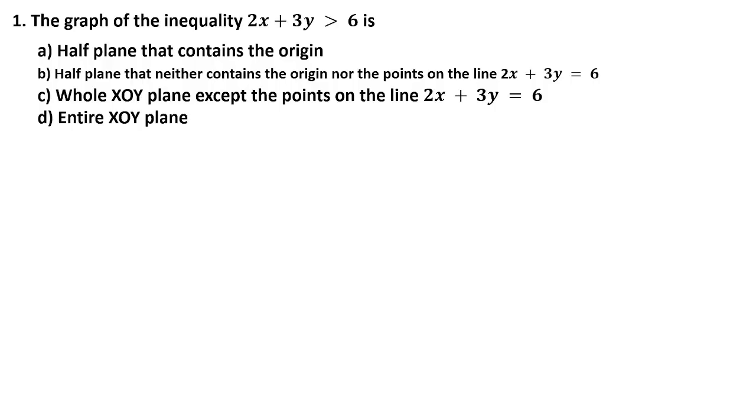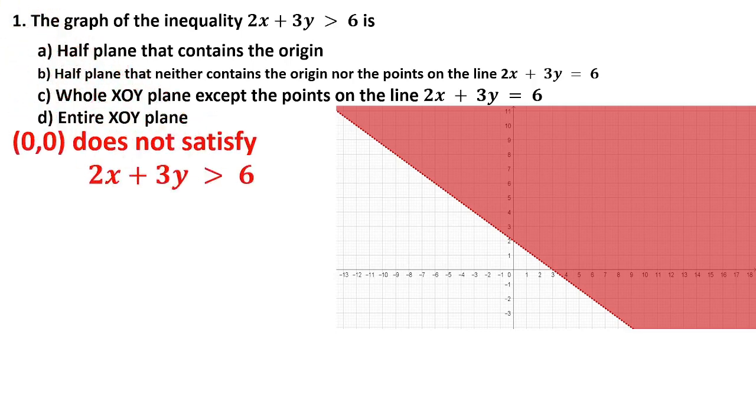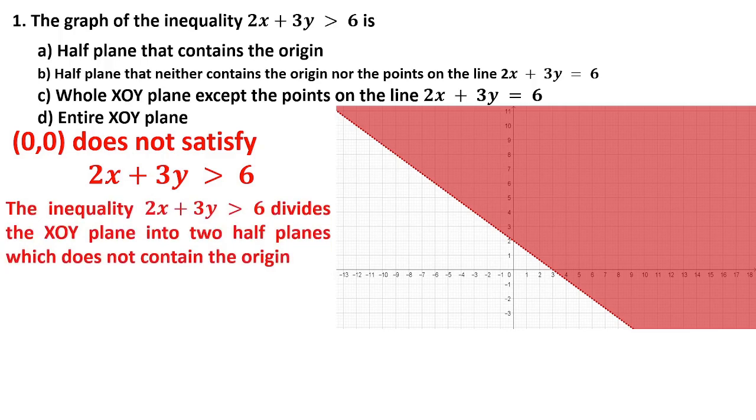Question number one. We have to check the nature of the graph of the inequality 2x plus 3y greater than 6. Now roughly you can draw it. I am showing you, this is the graph of 2x plus 3y greater than 6. You know that the line passes through the points (3, 0) and (0, 2). Now what is the nature of it? It does not contain the origin because the origin does not satisfy the inequality, and it divides the xy plane into two half planes.